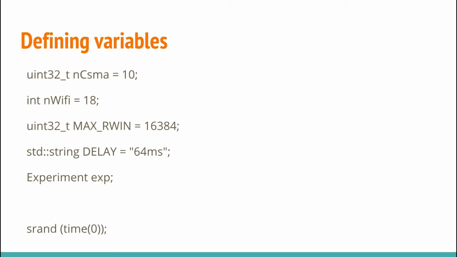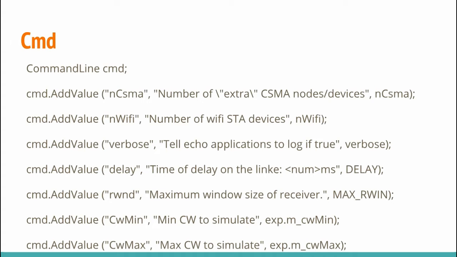And the next is we are defining the variables. Here, we add how many nodes we need, like CSMA, Wi-Fi, etc. And this CMD is useful to set the default value of an attribute from the command line. Command line is a class file here. In this class file, we use an object called CMD.